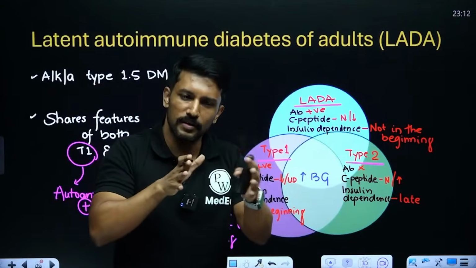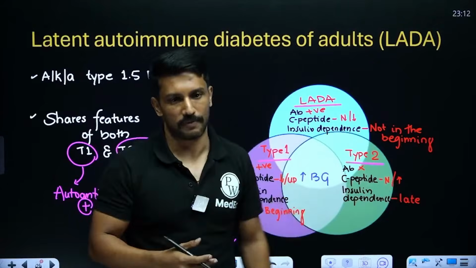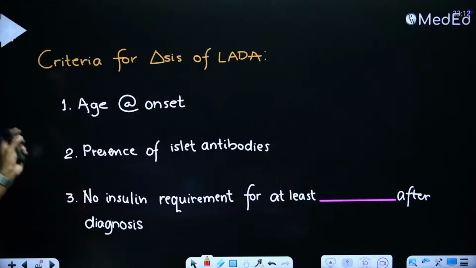For years together, it is progressing. And by the time he becomes an adult, 30 or 35 years old, then the disease manifests, right? That's why it is called LADA, or latent autoimmune diabetes of adults, or 1.5.